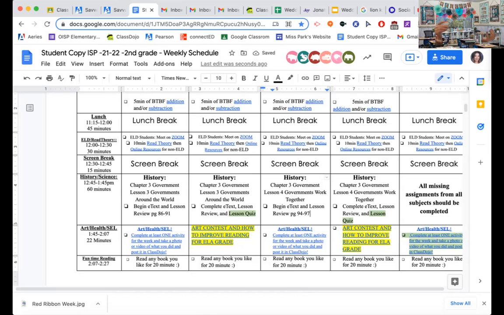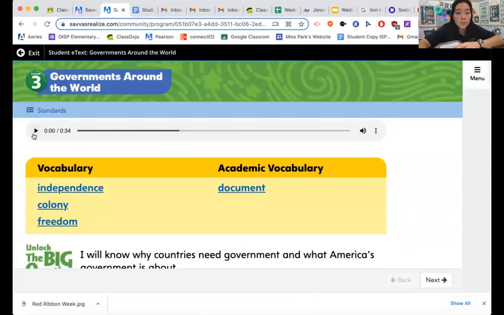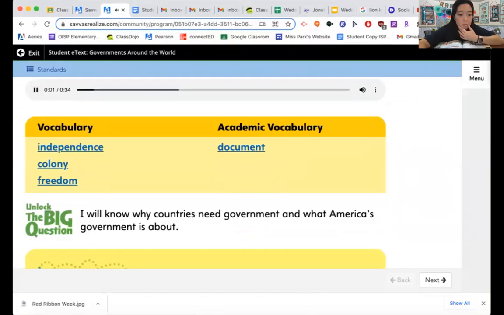If you have your book, this is the page you're on, page 86. It has the picture of the people crossing the street. Someone's on a scooter, there's a policeman, and it looks like we're in like Japan or something. I guess we'll find out. All right, so let's go ahead and read. Lesson 3, Governments Around the World.